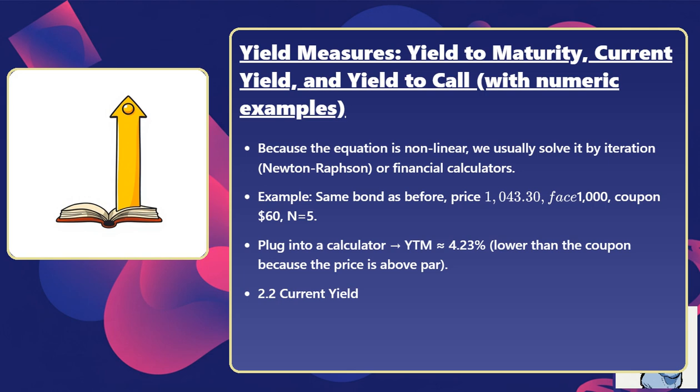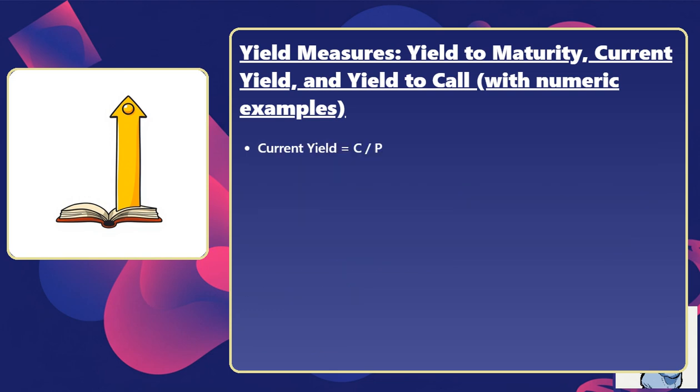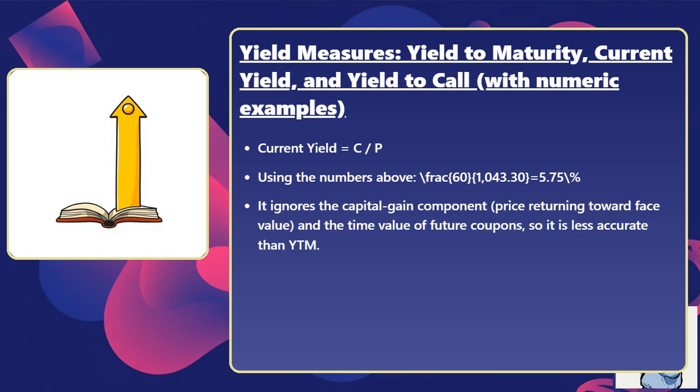2.2 Current yield. Current yield is a quick rough measure, annual coupon divided by current price. Current yield equals coupon divided by price. Using the numbers above, 60 divided by 1,043.30 equals 5.75%. It ignores the capital gain component, price returning toward face value, and the time value of future coupons, so it is less accurate than YTM.